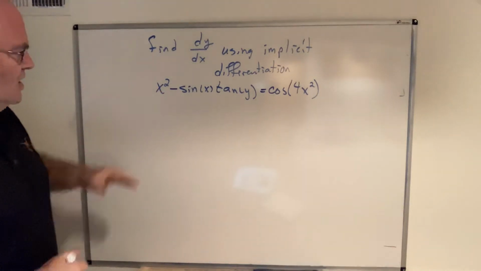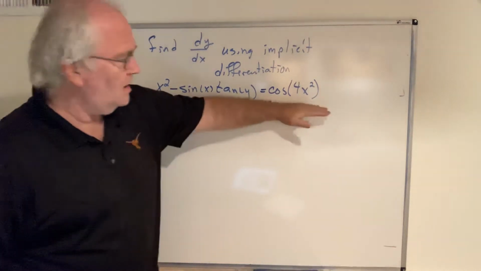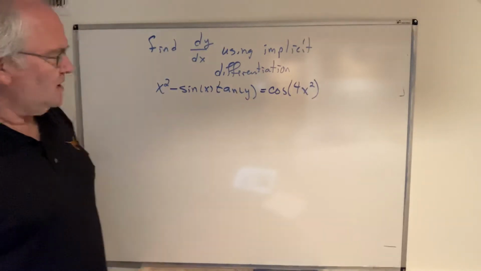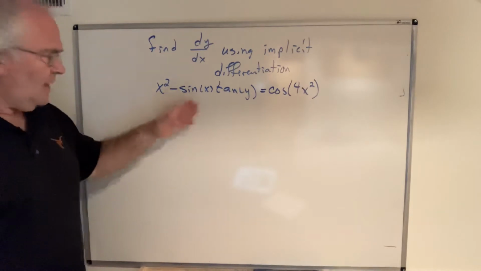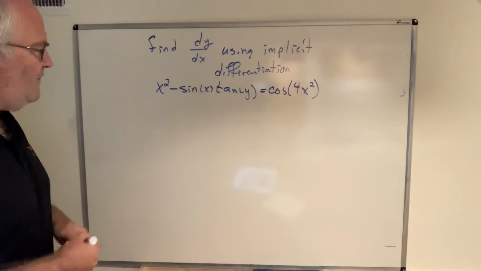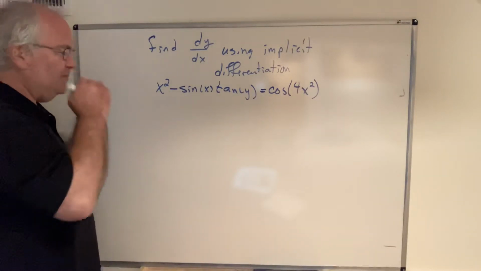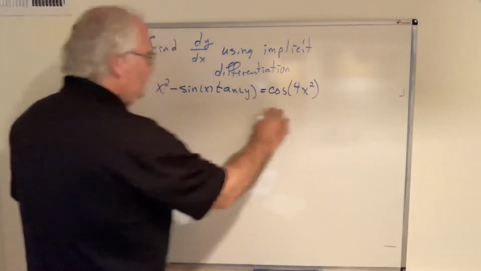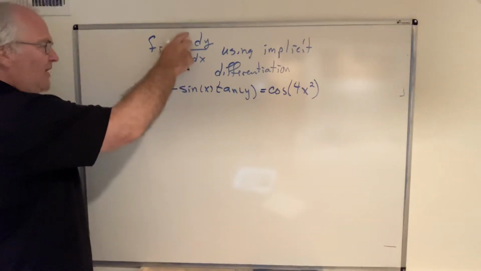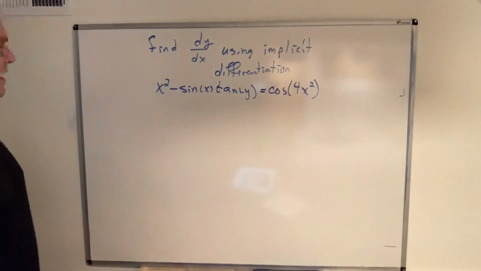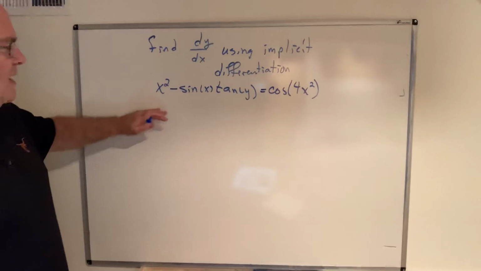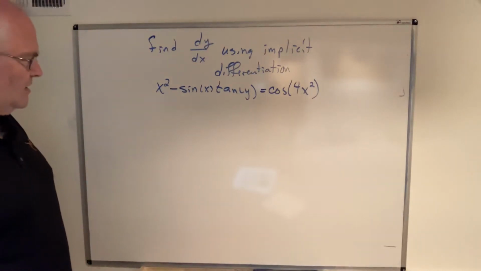So in the previous video, I was working on finding the derivative dy dx of this expression using implicit differentiation. And I guess the video got cut off at the end of working this problem. So I want to go ahead and finish this out. So we'll just take this from the very beginning and work it out. Again, our goal is to find dy dx, which means we need to differentiate implicitly with respect to x, and then solve for dy dx.